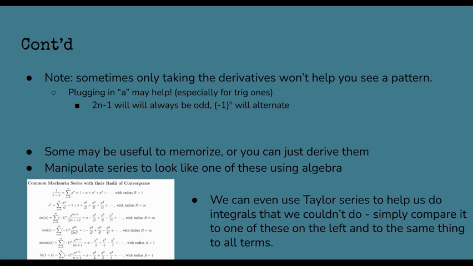Manipulate series to look like one of these with algebra. See, these are our friends right here. These will help us. And we actually already know this one. I already said that: 1 over 1 minus x is just the sum of x to the n. That's a really good one to know. And these have different radii of convergence, and you would find these using the ratio test if you wanted to, but these are what they are.